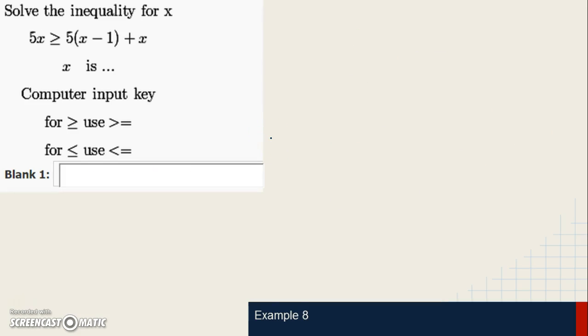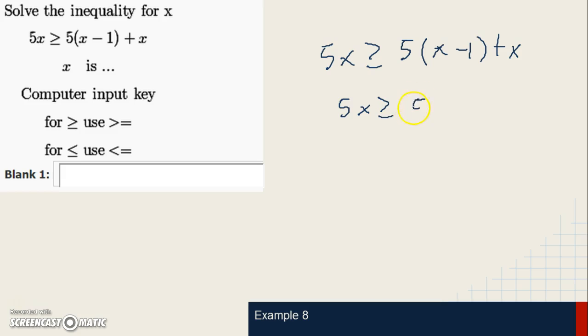Example number 8. 5x is greater than or equal to 5 times x minus 1 plus x. I'm going to simplify. I've got 5x minus 5 plus x. Now I'm going to combine my like terms on this side. And I've got 5x is greater than or equal to 6x minus 5.